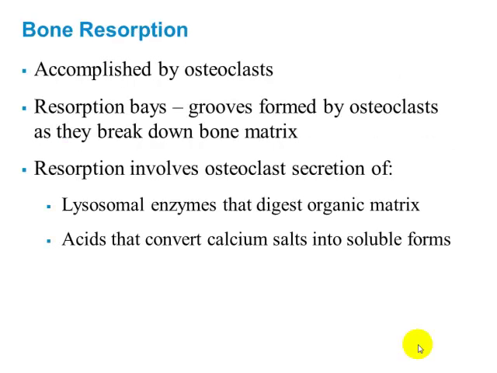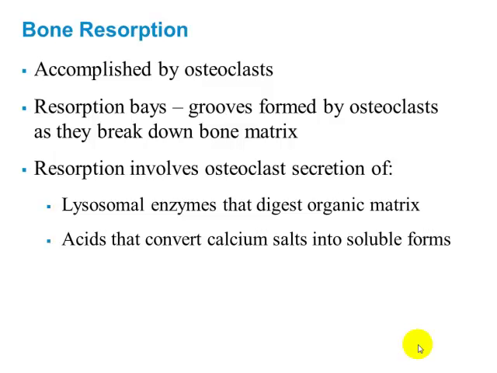The way this occurs, again, we have to see that resorption occurring. So these osteoclasts, these bone resorbing cells, are going to actually create little grooves or bays called resorption bays. And the way they do this, right, they're not breaking down the other cells. They're breaking down the matrix. So they have enzymes within their lysosomes. Think back to chapter 3. And those lysosomes are going to release those enzymes, and they're going to actually digest the organic matrix, the organic parts.